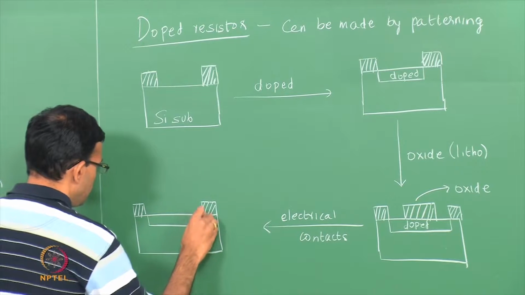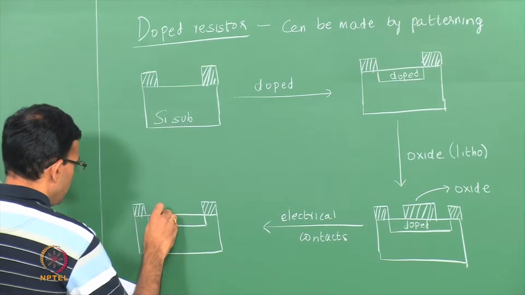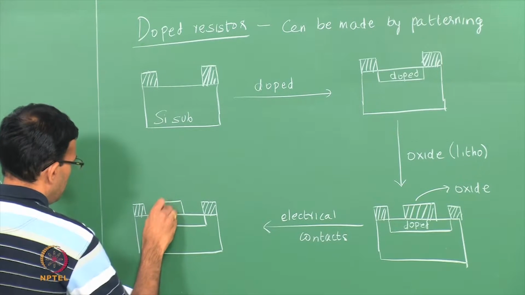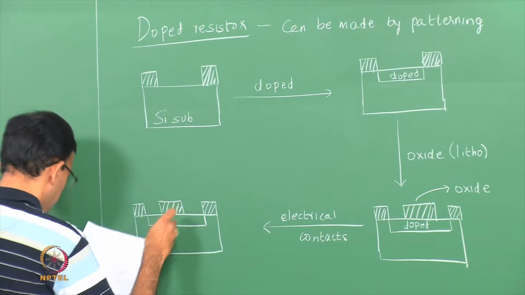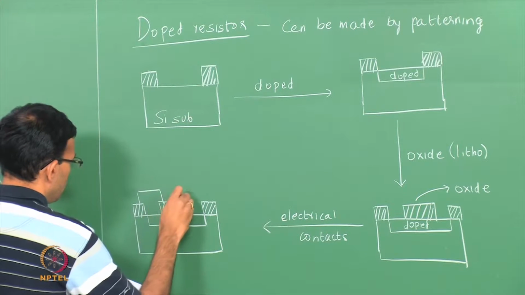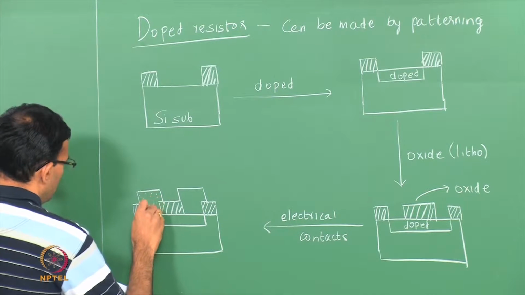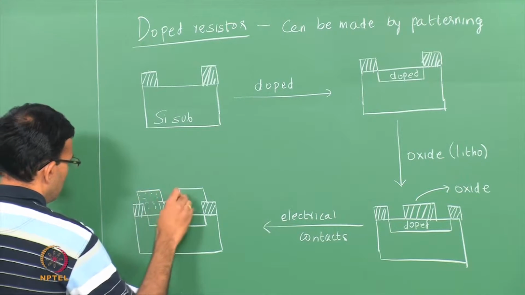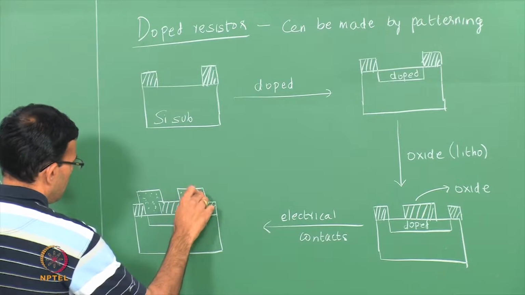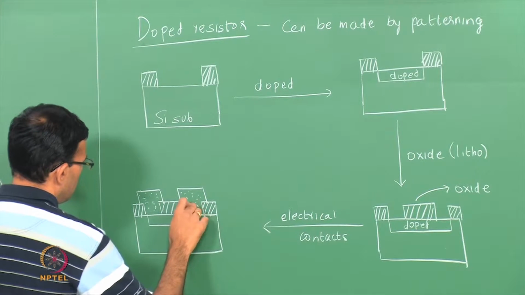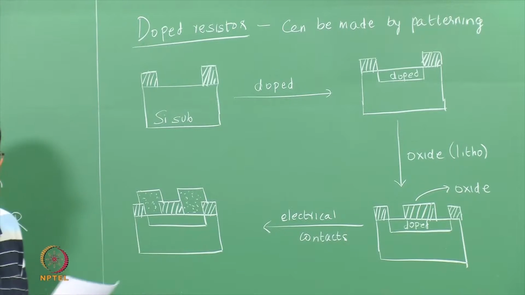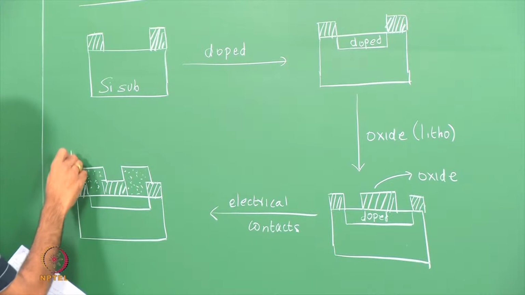this is the doped region, this is the oxide layer that you have grown in the previous step. So, the dotted regions basically represent the metal contacts.